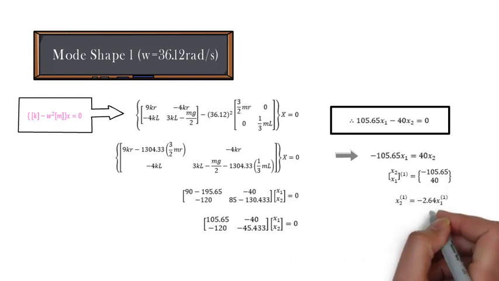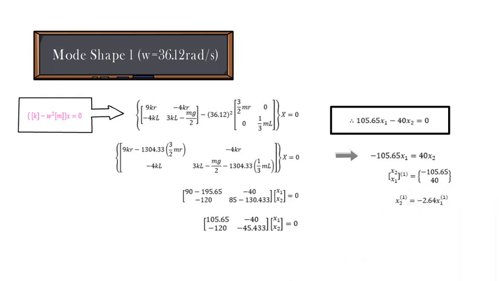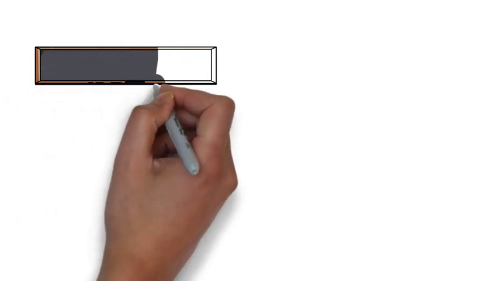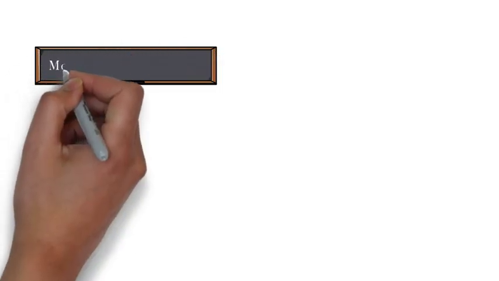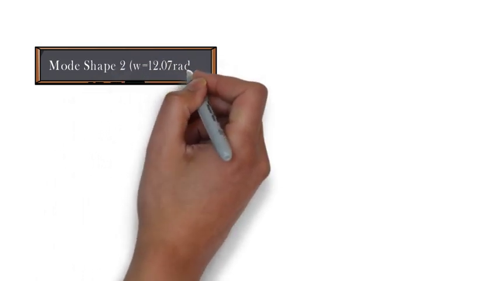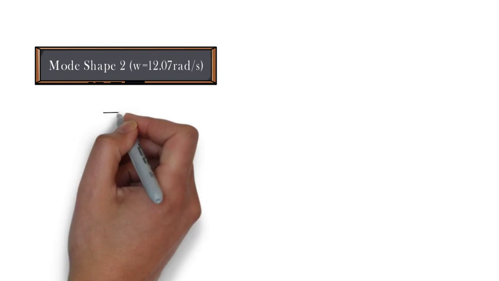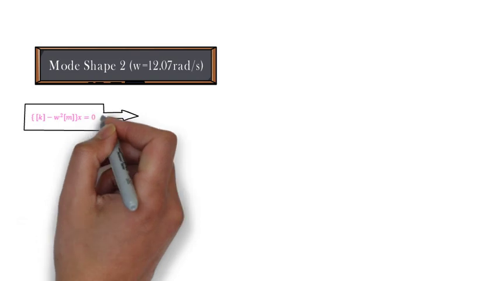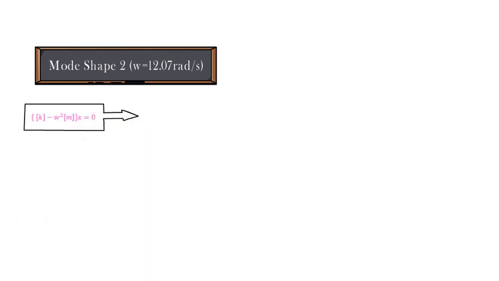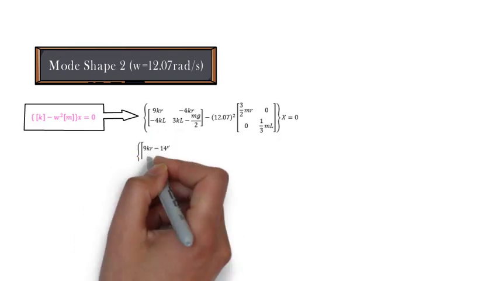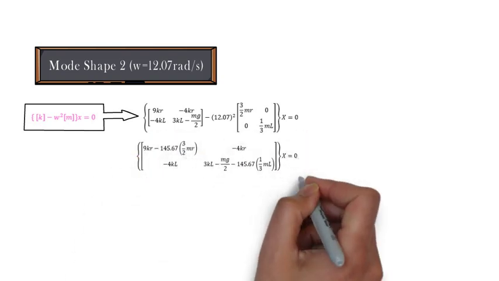And the first mode shape is equal to 1, minus 2.64 S1. For the second mode shape, which is at omega equal to 12.07, okay, same, it shows the basic equations in the box, and we repeat the same steps that we did earlier to find mode shape 2.